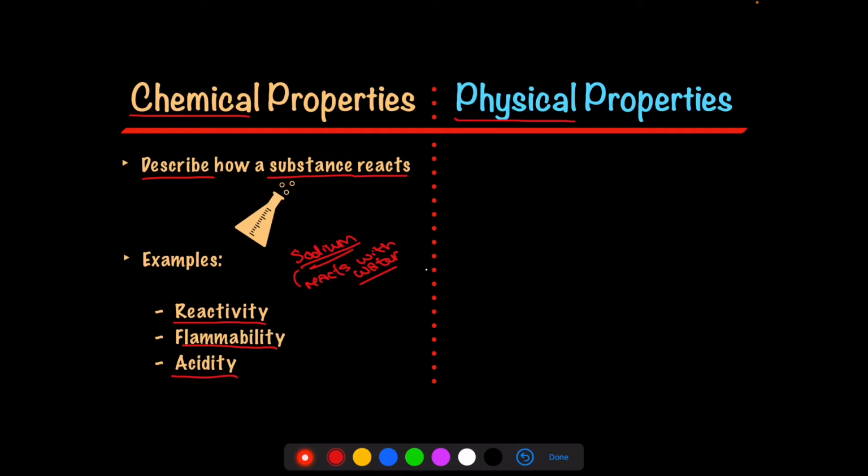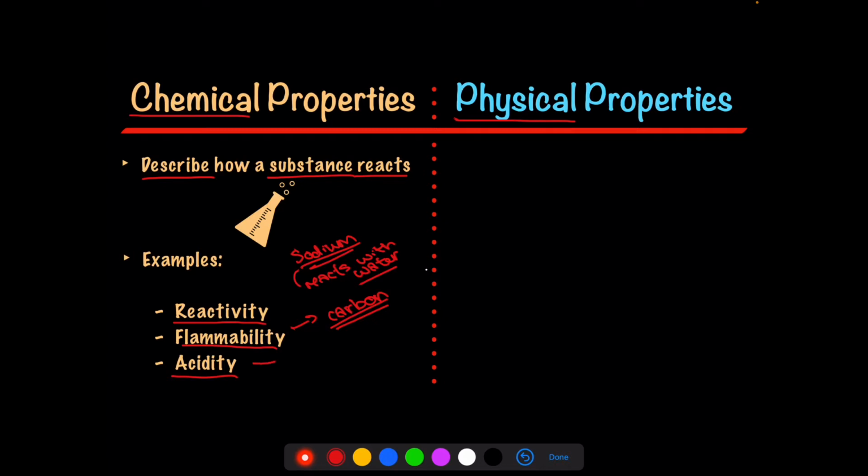Then you have flammability. In other words, how well a substance reacts with oxygen in the air, how it combusts. So you have many allotropes of carbon. They react with oxygen in the air. We see them burn in fossil fuel stations, right? That's a property of carbon, which is why we use it as a fossil fuel.